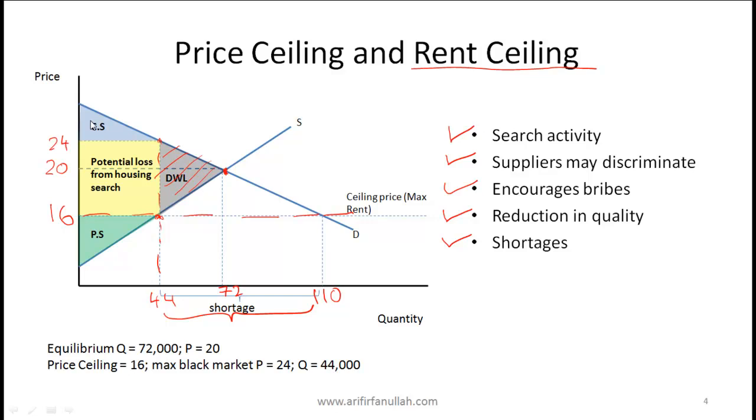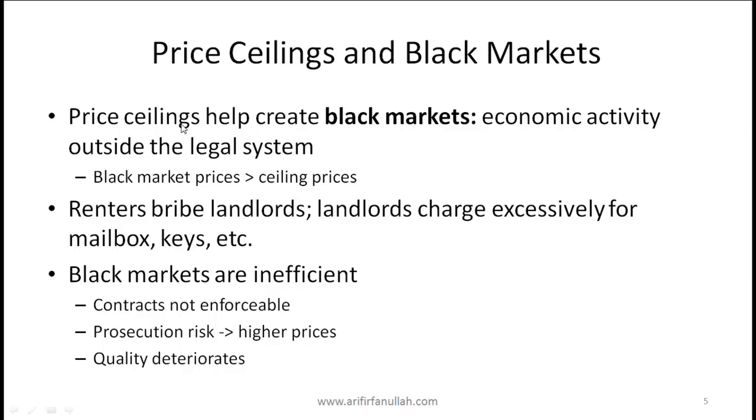Price ceilings help create black markets. Black markets means that there is economic activity outside the legal system, and typically black market prices will be higher than the ceiling prices set by the government. As has been mentioned, renters might bribe landlords to get access to scarce housing, and it's also possible that landlords might follow the letter of the law but not the spirit by charging excessively for mailboxes, keys, etc.